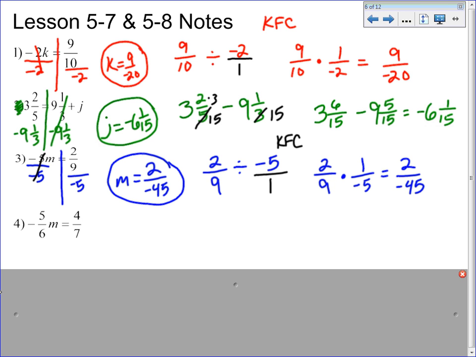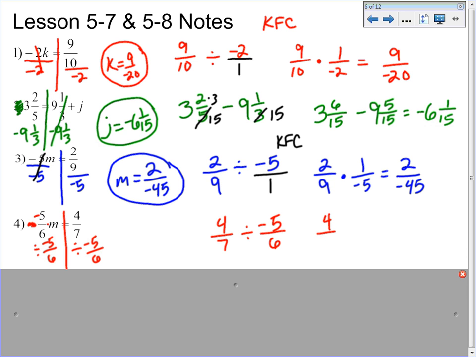Okay, let's look at our next problem. This is the type of problem that gets a little bit complicated. Okay, it's negative. I'm going to shift this negative to the top, which will give me negative 5 over 6. And that's being multiplied to m. So we're going to divide both sides by negative 5/6. We're going to come over here: 4/7 divided by negative 5/6.